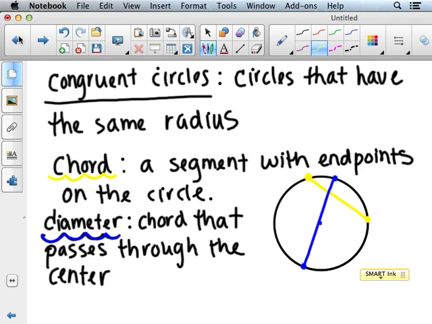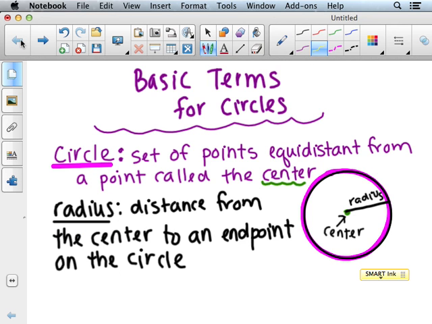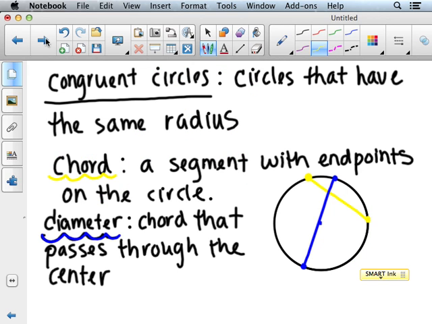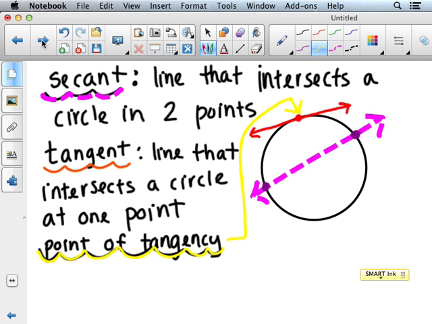So that's basically our circle vocabulary. So we start out with circle. It's a set of points equidistant from a point called the center. The radius is the distance from the center to the end point on the circle. We drew that here in black. Congruent circles have the same radius. A chord is a segment. Notice the difference between chord and secant. A chord's a segment, a secant's a line. It's a segment with 2 endpoints on the circle. A diameter is a chord that passes through the center, so it's the longest chord in the circle. A secant is a line that touches in 2 spots, and a tangent touches in just 1 spot. The point of tangency is that point where the tangent line touches the circle.